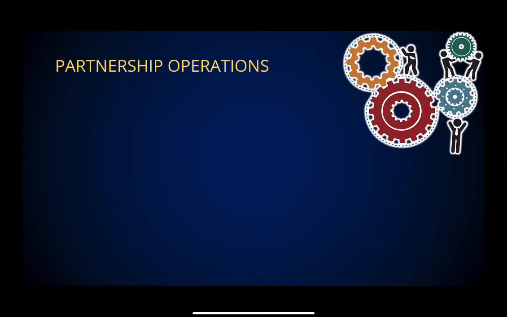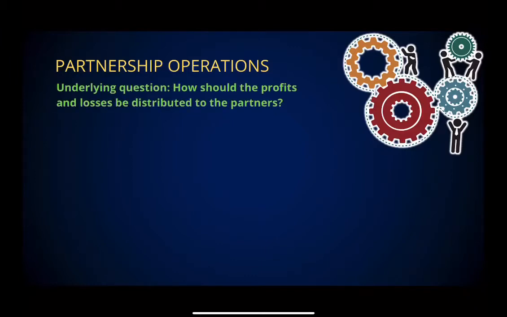In partnership operations, the focus is on the distribution of the results of operations. So the underlying question is, how should the profits and losses be distributed to the partners? The following rules based on the civil code shall apply. So first, the partners share in partnership profits and losses in accordance with their partnership agreement.